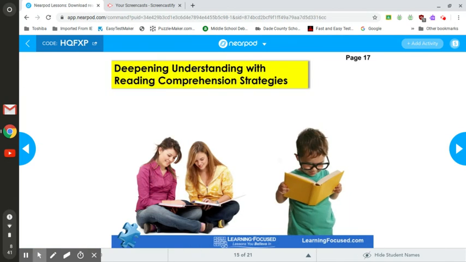Deepening understanding with reading comprehension strategies. The new generation of standards emphasizes that reading comprehension instruction is a responsibility shared among all content teachers with a focus on 7 key skills. We will learn about these more in depth as we move along.